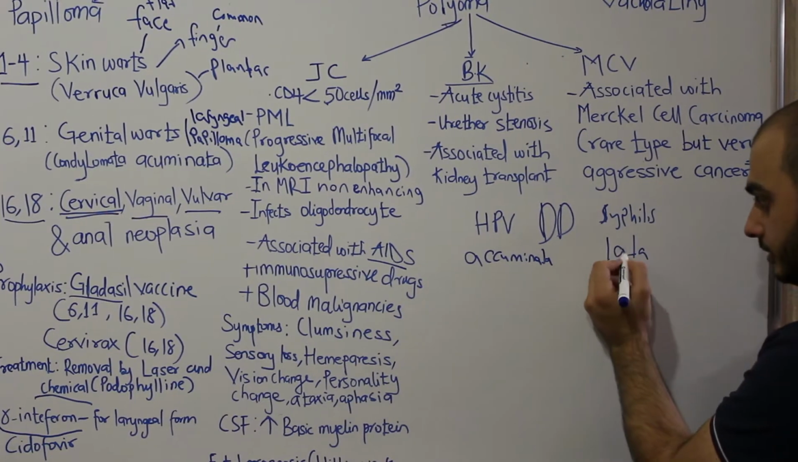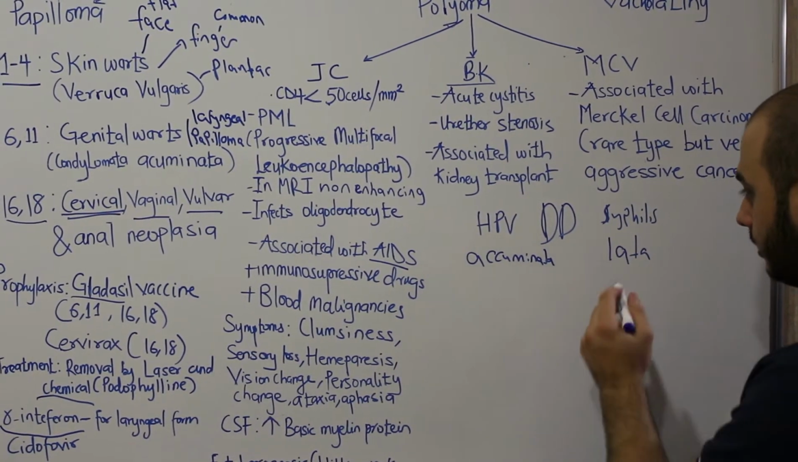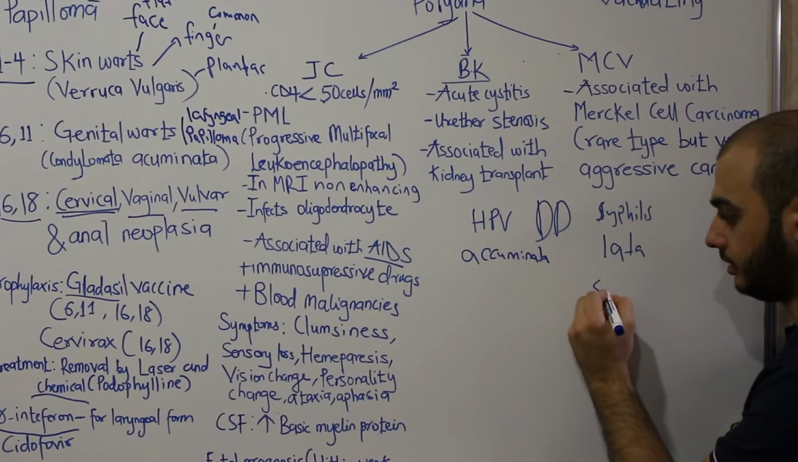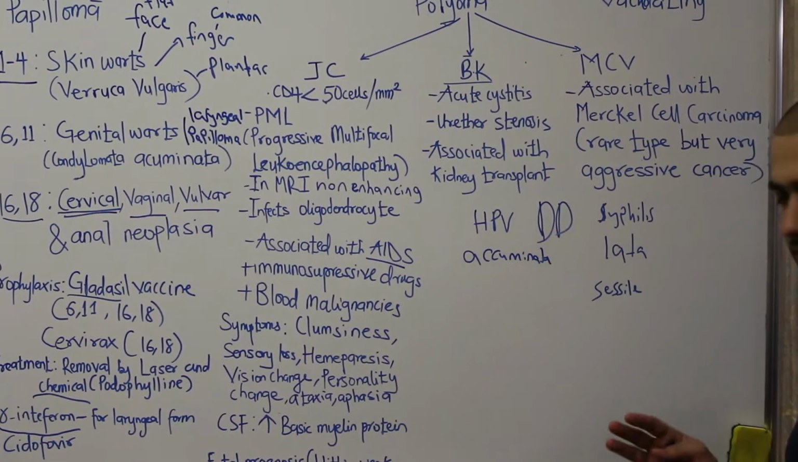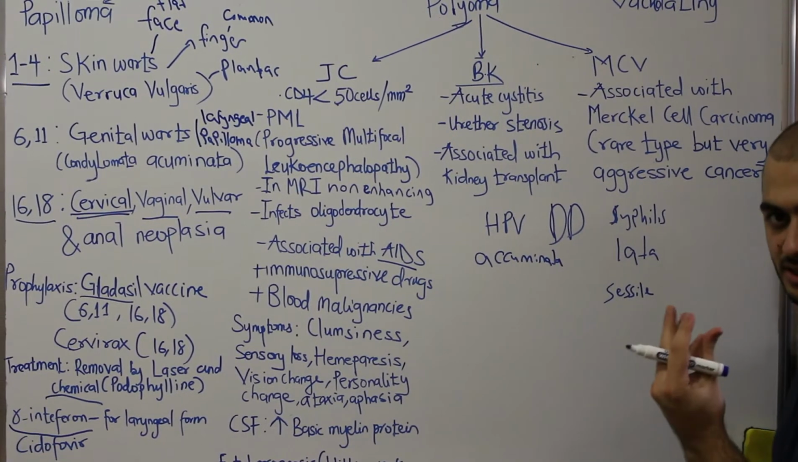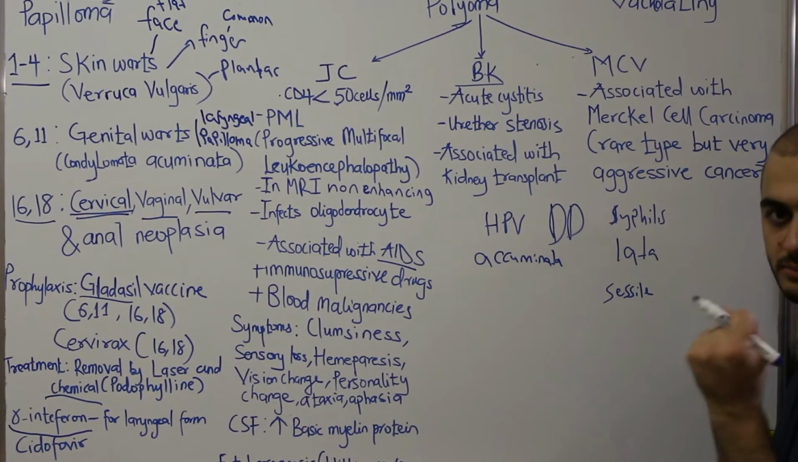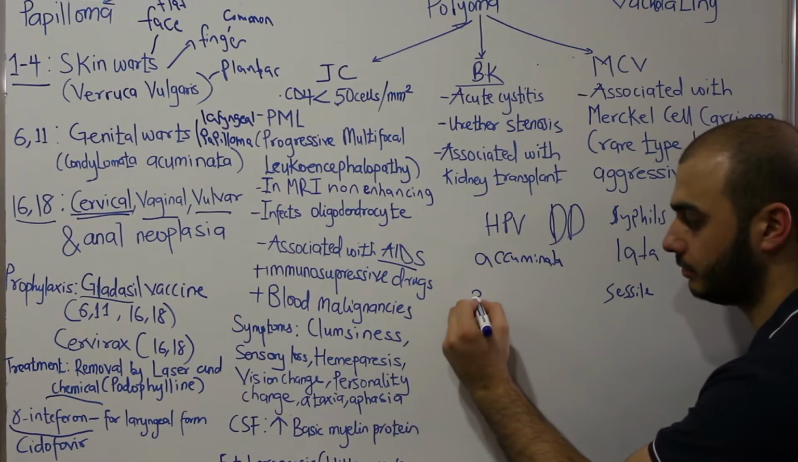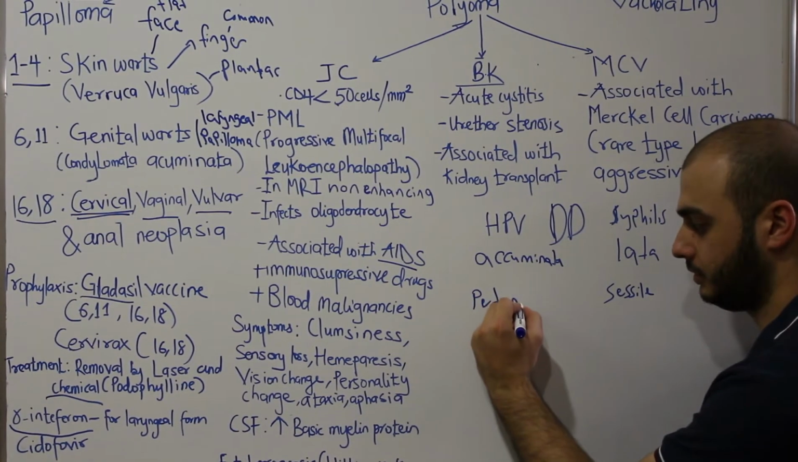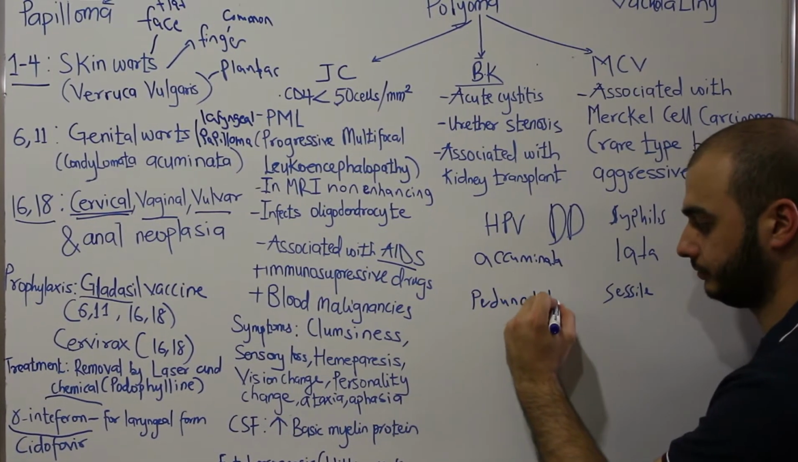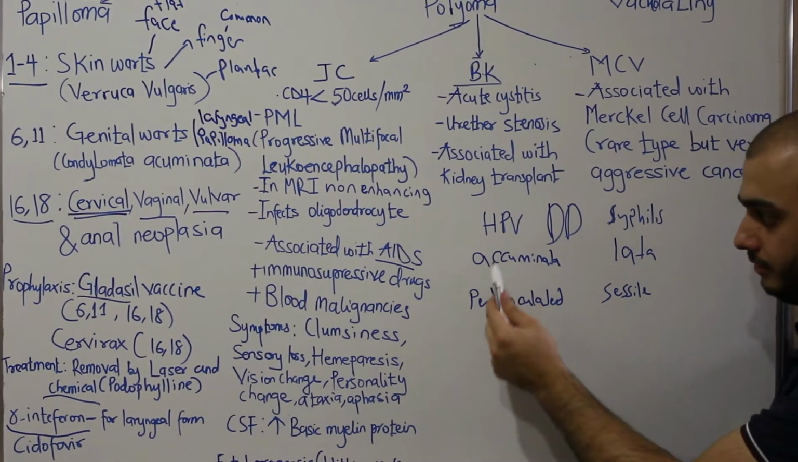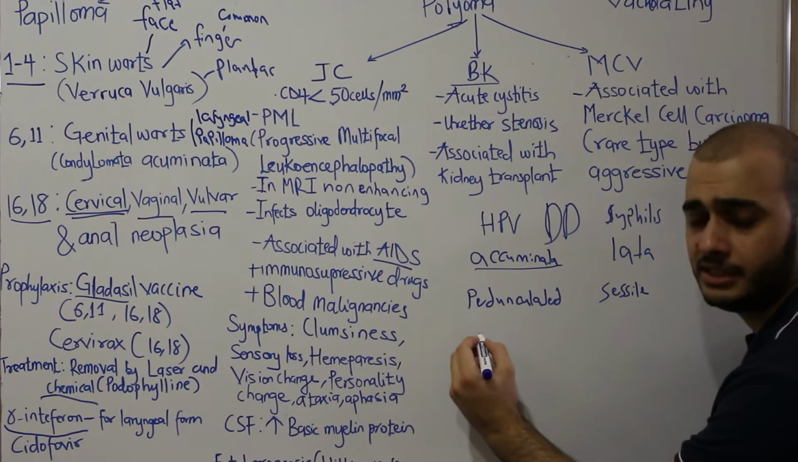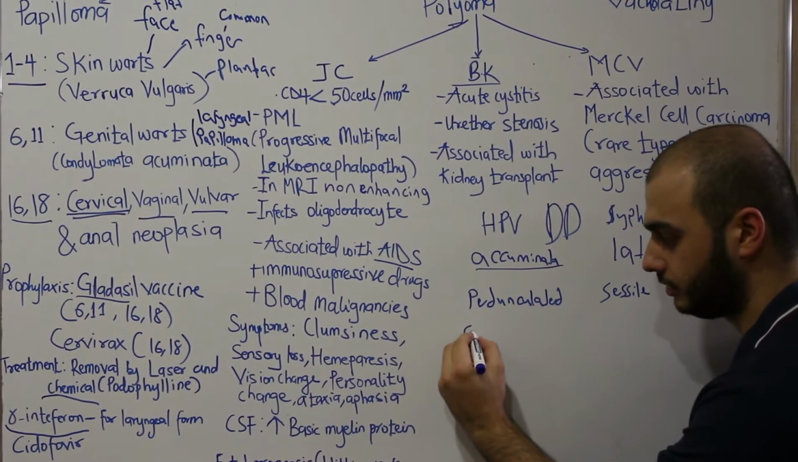So, what is the difference? Well, lata is sessile. Sessile means immobile, and it grows as one part, but acuminata is pedunculated. And this acuminata easily bleeds if you touch it. Easily bleeds.